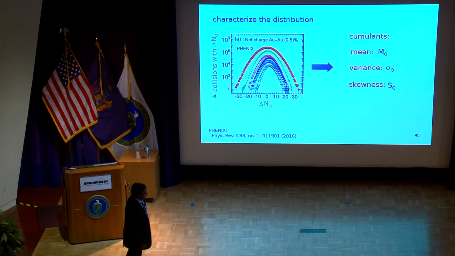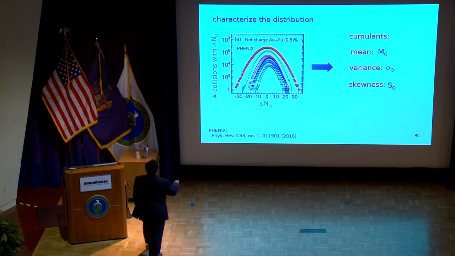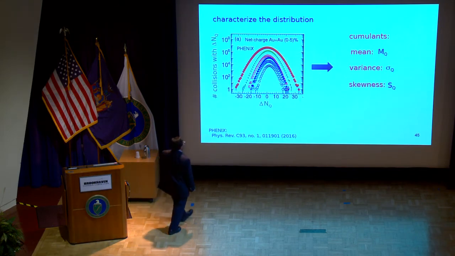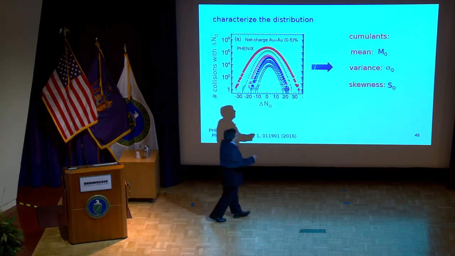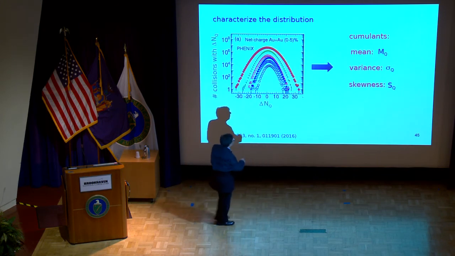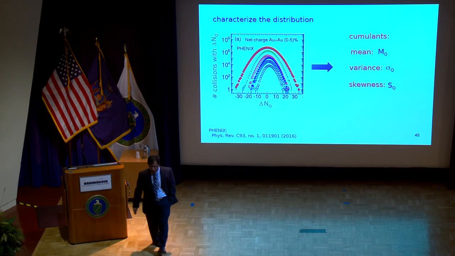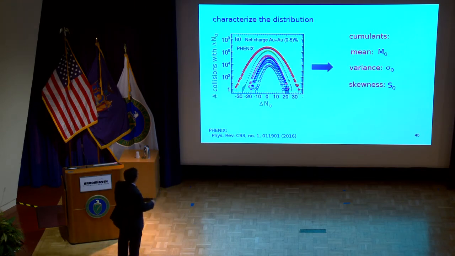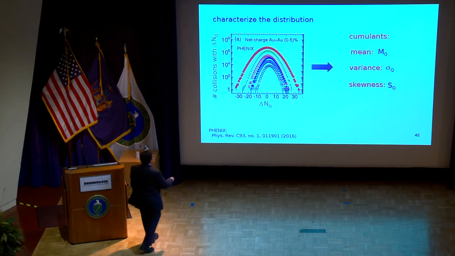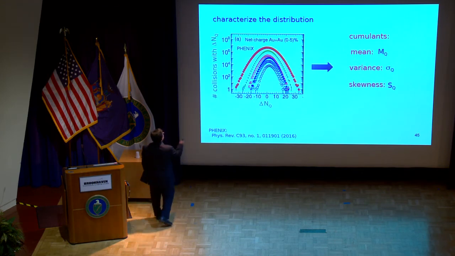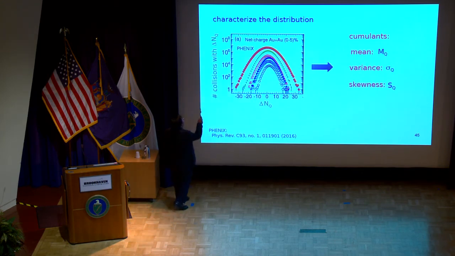Then what we do is to characterize this distribution, or in other words, calculate various cumulants which characterize this distribution, such as the mean, variance, and skewness. Here is an example of this distribution of net charge, the number of collisions in which delta NQ has been measured, from the PHENIX experiment.